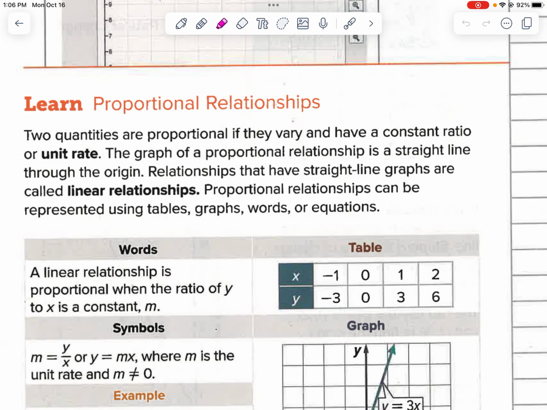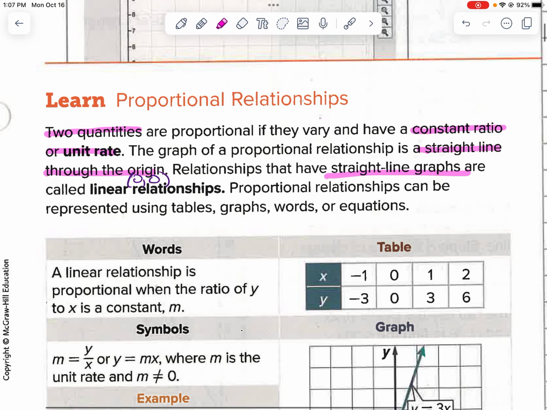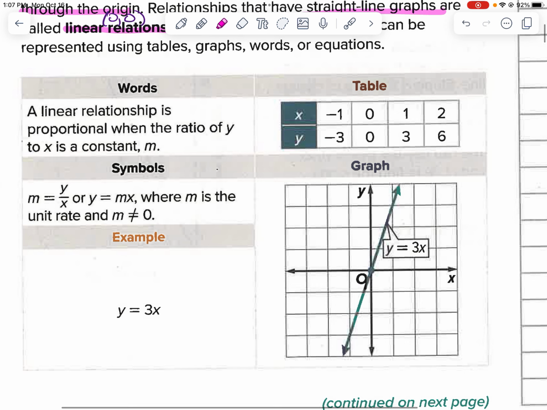So in order to be a proportional relationship, 2 quantities are proportional if they have a constant ratio or unit rate. The graph of a proportional relationship is a straight line, and it must go through the origin. Remember that the origin is the point 0, 0. Okay? And anytime you have a straight line on a graph, this is a linear relationship. Okay? If I look at this, a linear relationship is proportional. See, it tells you right there.